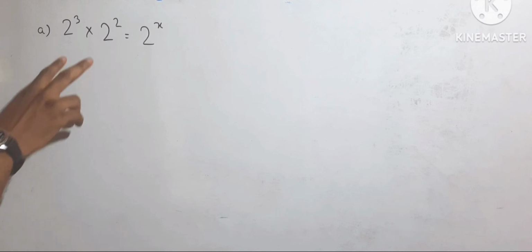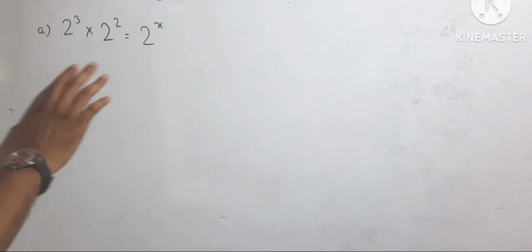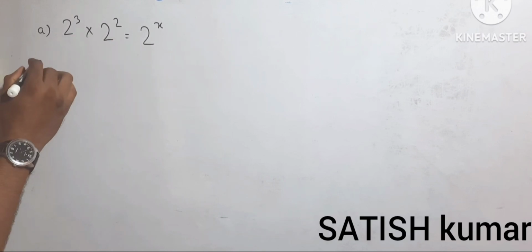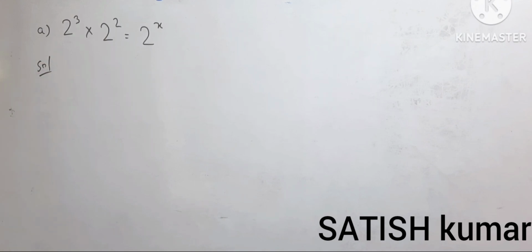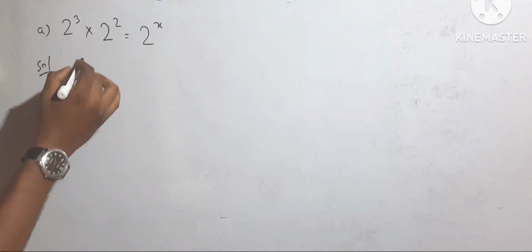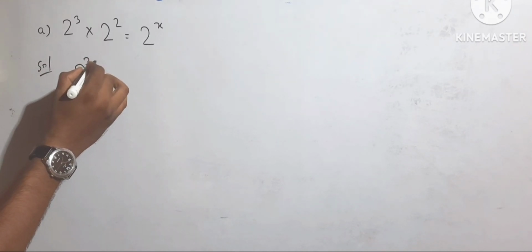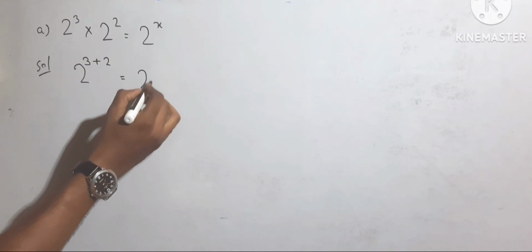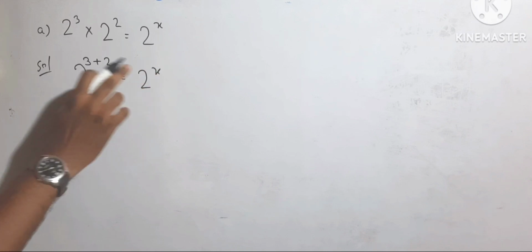For that, first you see whether the bases are the same. Yes sir, all the bases are the same. Okay, so what you are going to do is simple, the same thing you did till now. So you'll write 2, and instead of multiply, 3 plus 2 equal to 2 to the power 2. So sir, why not plus x here?